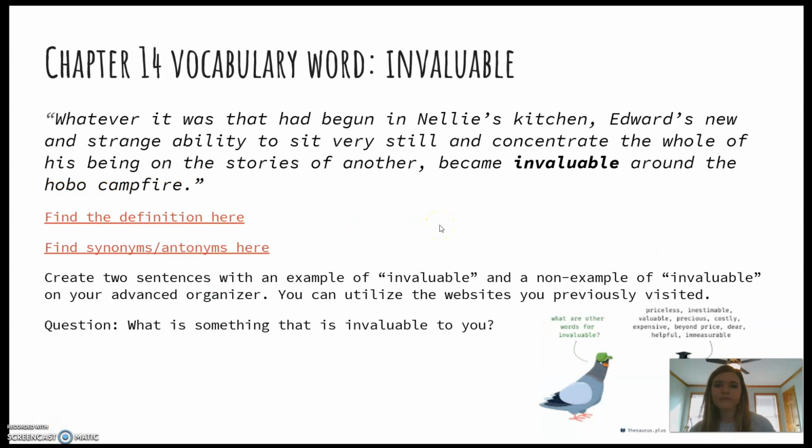And then we have the vocabulary word invaluable. We see this in the story when the narrator says, whatever it was that had begun in Nellie's kitchen, Edward's new and strange ability to sit very still and concentrate the whole of his being on the stories of another became invaluable around the hobo campfire. So you're going to do the same thing for this vocabulary word as you did for the others. And then you're going to answer the question, what is something that is invaluable to you? And record that in your journal.